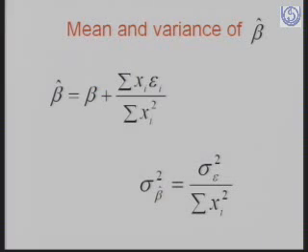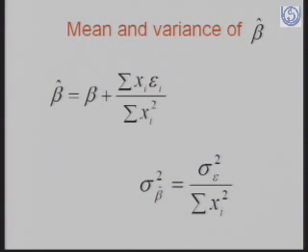In this case you can find that beta cap is given by beta plus summation xi epsilon i by summation xi square, because by simple manipulation, by simple operations, I can substitute the value of yi in the model and then get this equation.